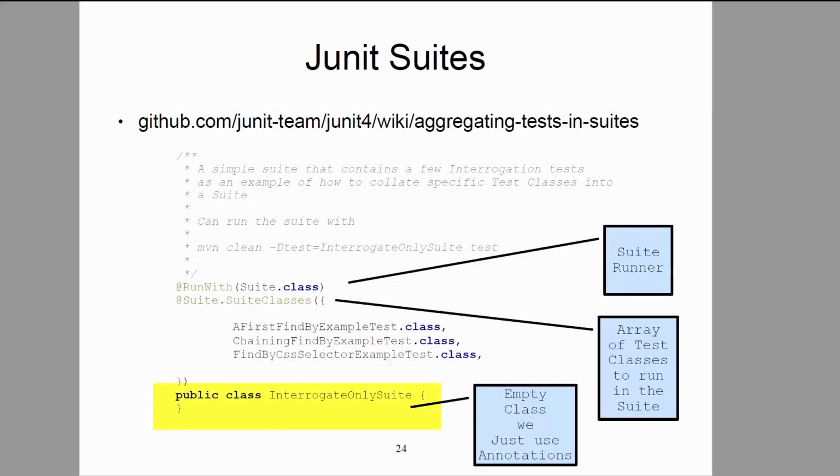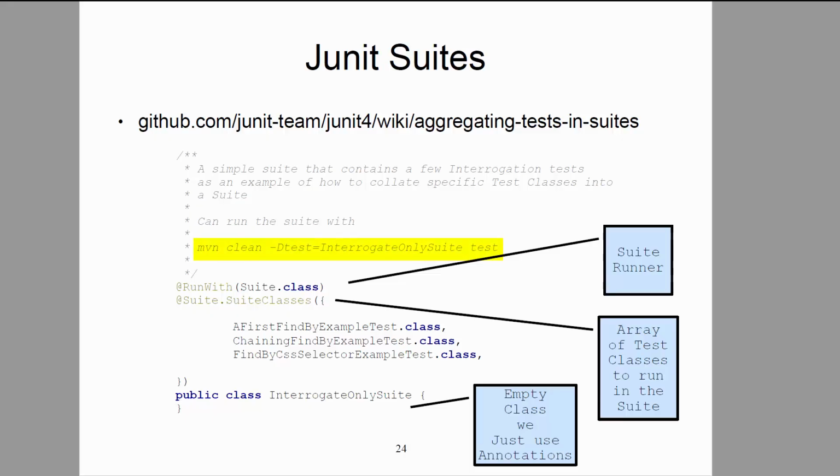This class is called InterrogateOnlySuite, and it's an empty class because we're using annotations to make it a suite. So the two annotations that are important are the @RunWith annotation, which says use the Suite runner for this particular class, and the tests that you're going to run, the classes that form part of this suite, are in the @Suite.SuiteClasses annotation, and that is an array of classes. So you can see that this suite contains a first find by example test, the chaining find by example test, and the find by CSS selector example test. So if I run this suite, those three test classes will be run.